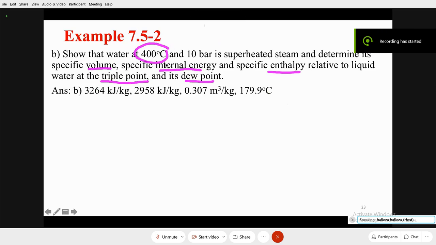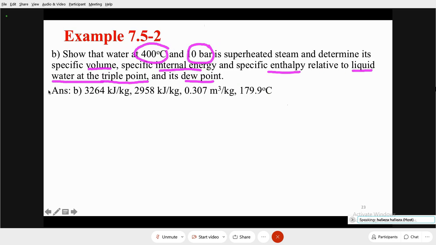This is the same example, but we're looking at the second part. You're going to look at 400 degrees C, 10 bar. You're going to find the volume, specific internal energy, specific enthalpy, and the dew point. Your reference state is liquid water at the triple point.